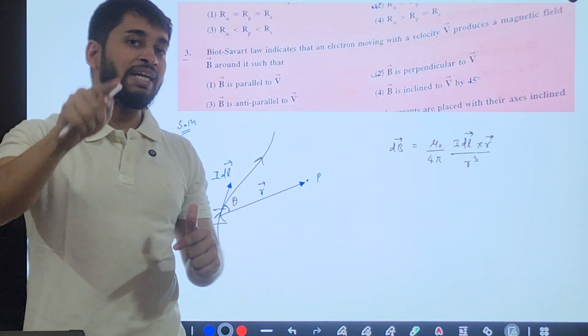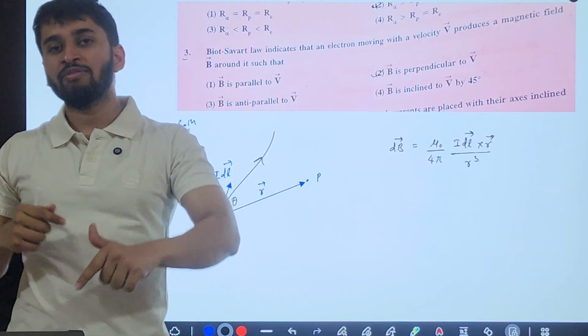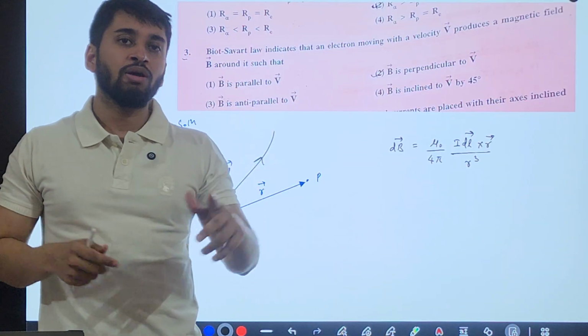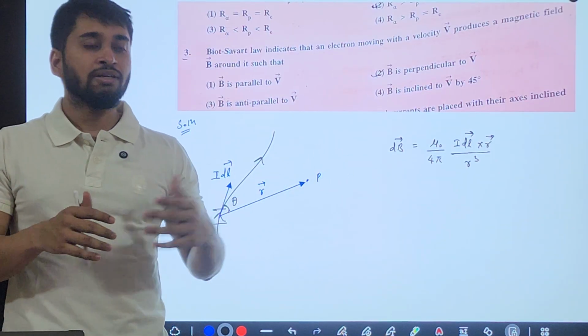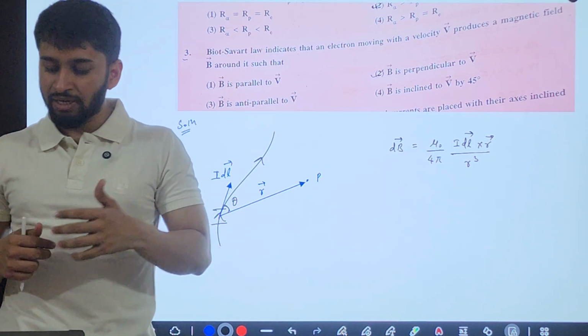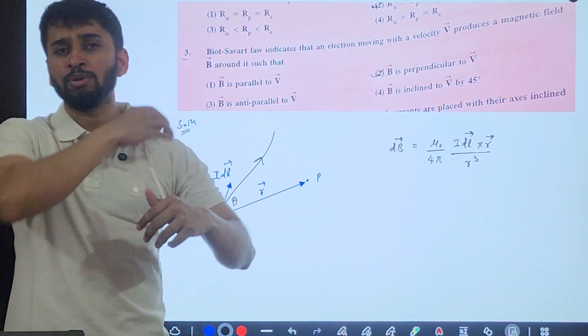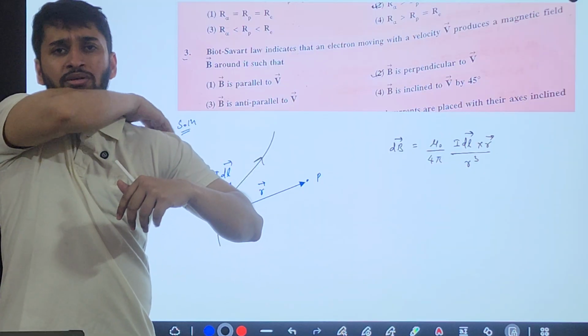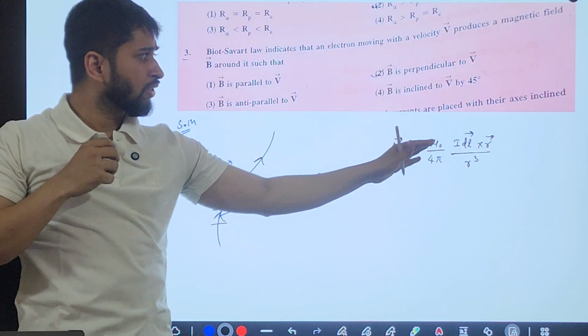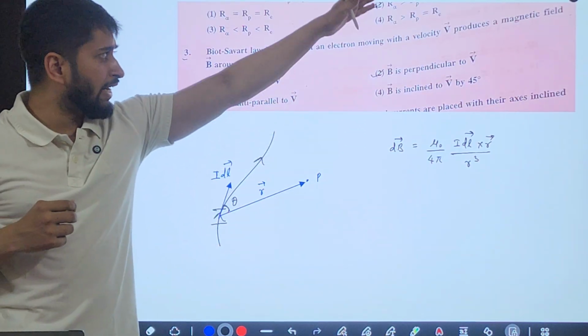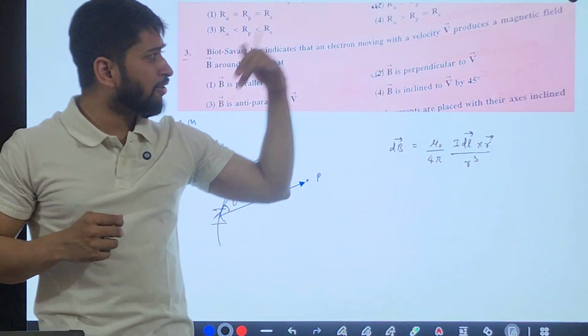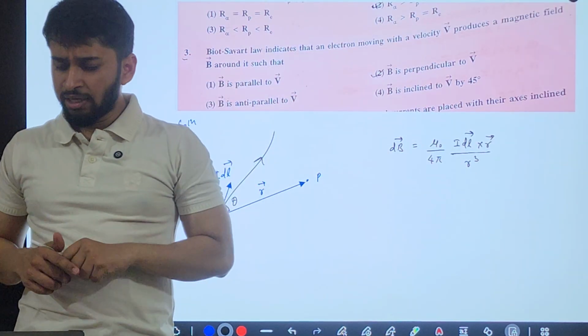dL bar we take in the direction of current. Even if we consider the motion of an electron, the only difference is that it will be in exactly the opposite direction. Still, the direction of current will be opposite to the motion of the electron, right? So I dL bar will be in the opposite direction of V bar.